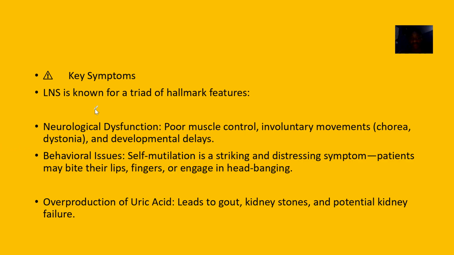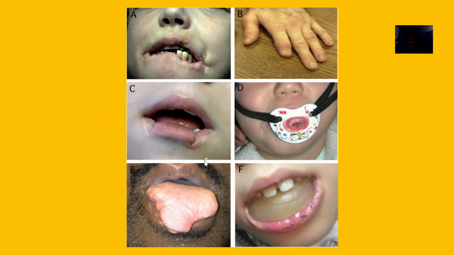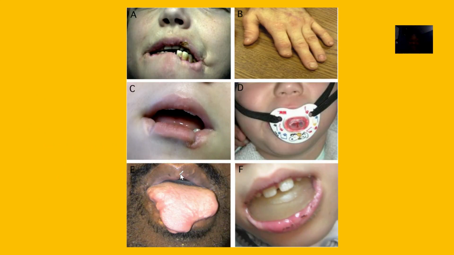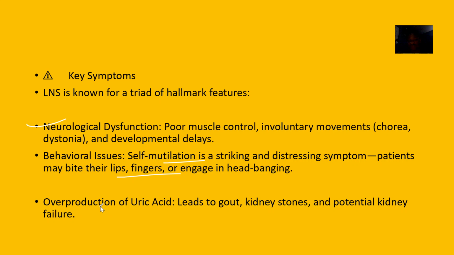So key symptoms. There are neurological issues like poor muscle control, involuntary movement, developmental delays. There are also behavioral issues like self-mutilation. You have a tendency of injuring yourself. Okay, so the patient may bite their lips, their fingers, engage in head banging. So overproduction of what? Uric acid.